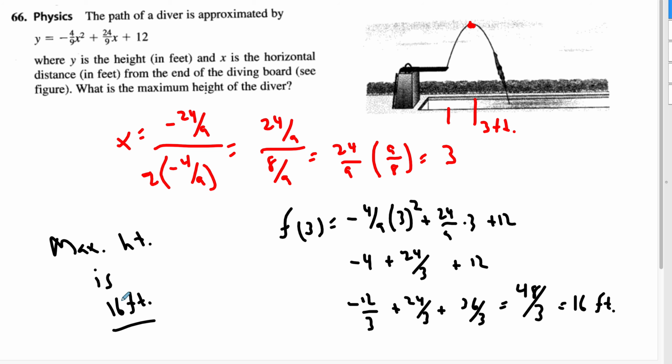And that's how you do that. And that concludes our examples for section 2.1.